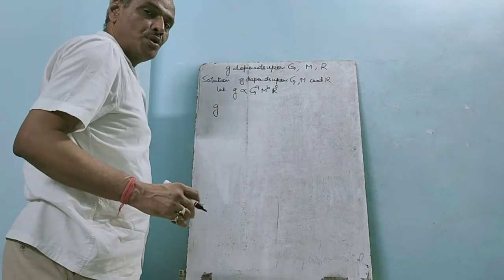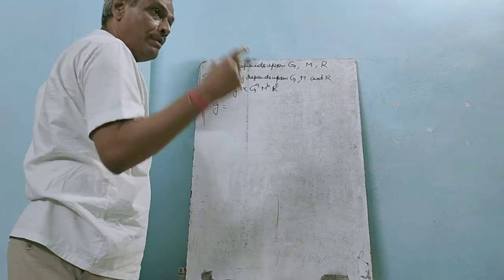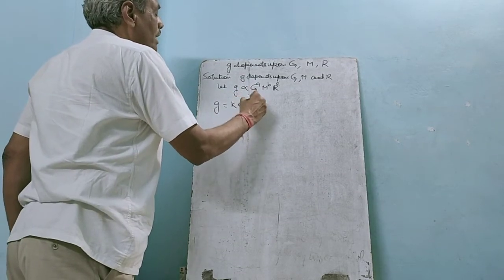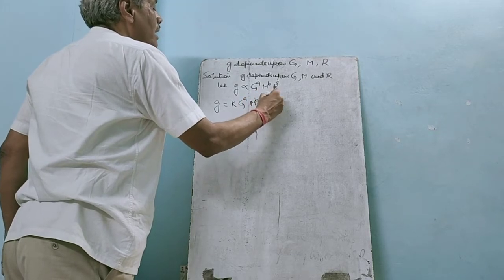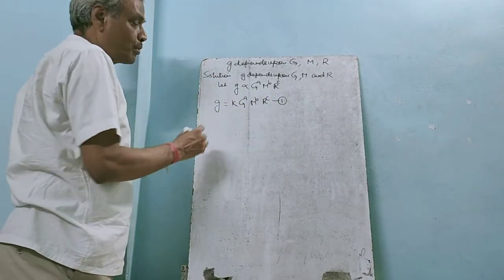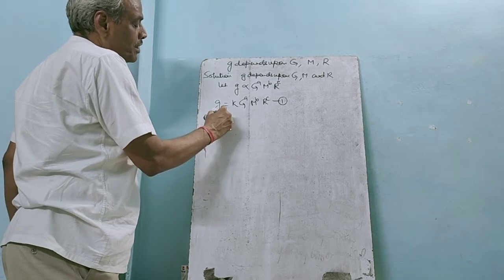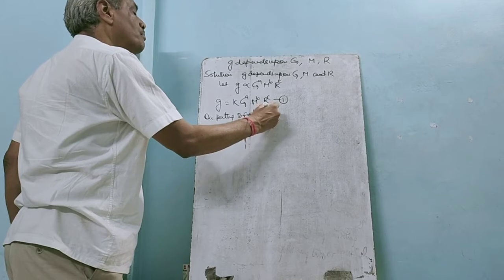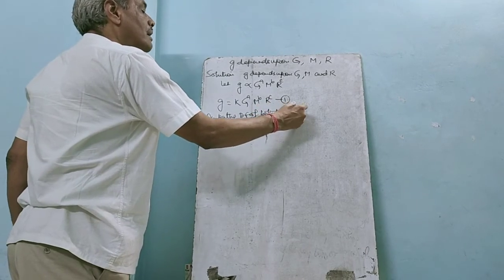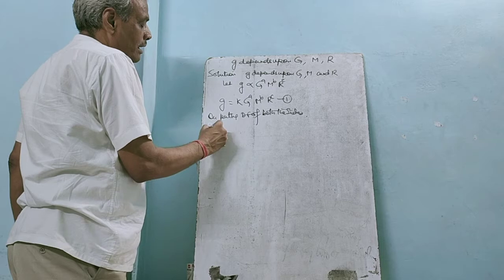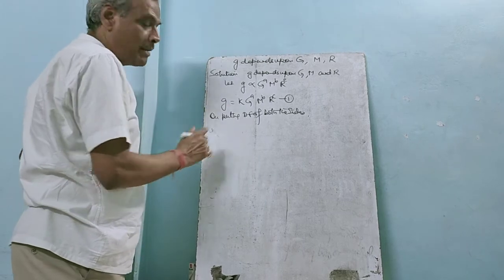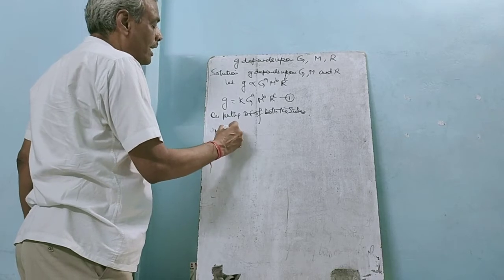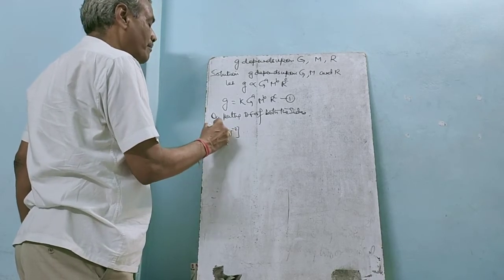Wherever we want to change the proportionality into equality, we have to introduce a constant. So g equals k G to power a, M to power b, R to power c, where k is a dimensionless proportionality constant. On putting dimensional formula on both the sides, see, here acceleration is LT minus 2 and no power of mass, so I will write 0: M to power 0, L T minus 2.